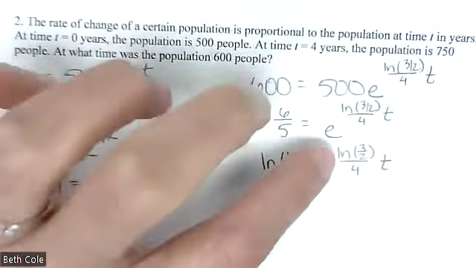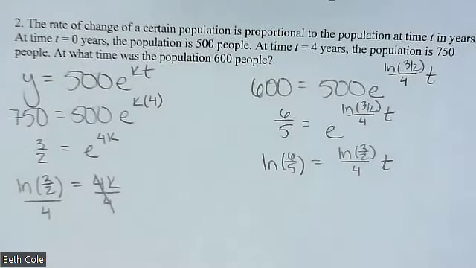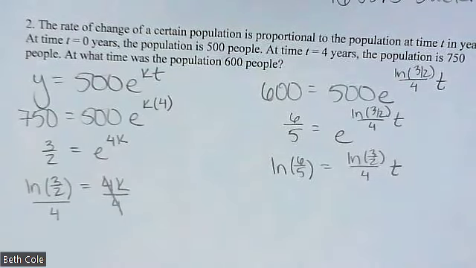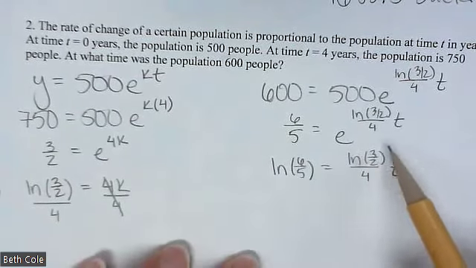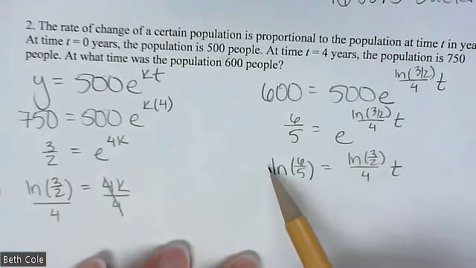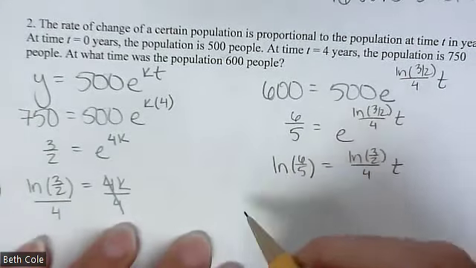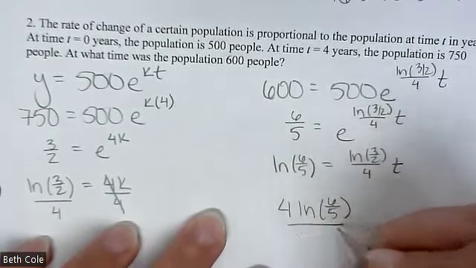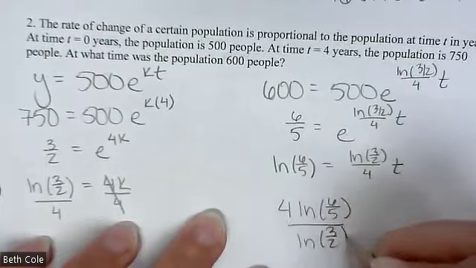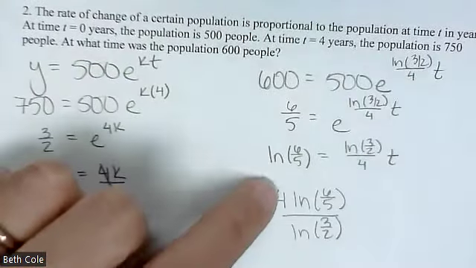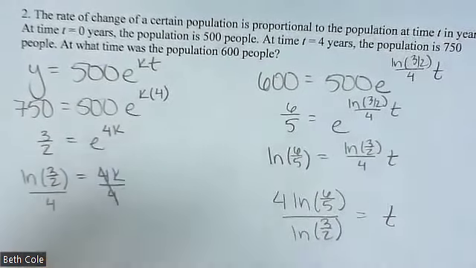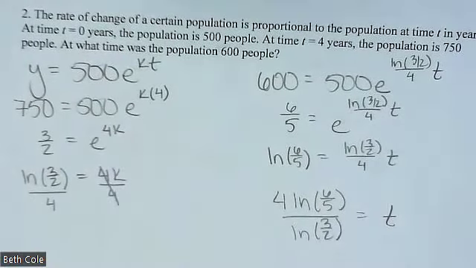And I realize that this part looks like a disaster. But when you have a fraction, do you see how it's a fraction? ln of stuff over 4. You multiply by the reciprocal. So what we're going to do is multiply by 4 over ln 3 halves. So if you multiply on this side by 4 over ln 3/2, it's going to look like this. So we have our ln 6/5. I just multiplied by 4 over ln 3/2, and that's our time. And that's the answer.